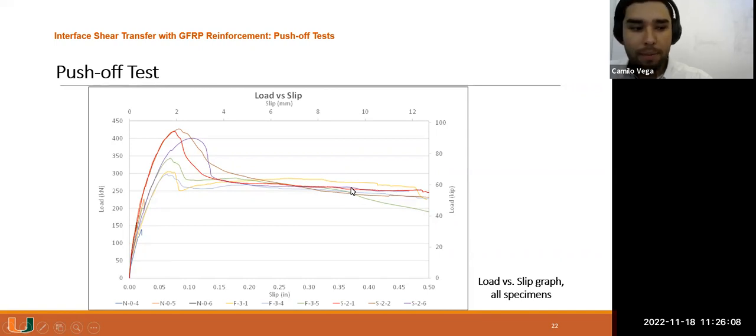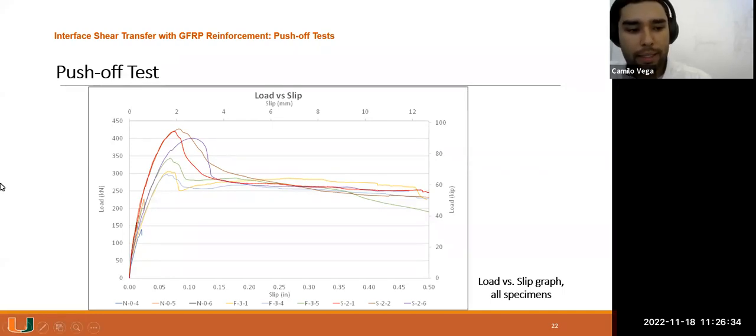So that means, for example, that if we want a similar performance between steel and GFRP reinforced specimens, not in terms of ultimate strength but in capacity after peak, the ratio between the area of steel to GFRP reinforcement should be approximately 2:3, according to the amount of reinforcement that we use for this test.